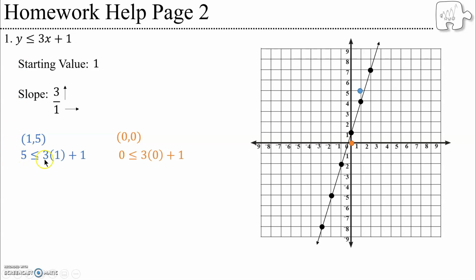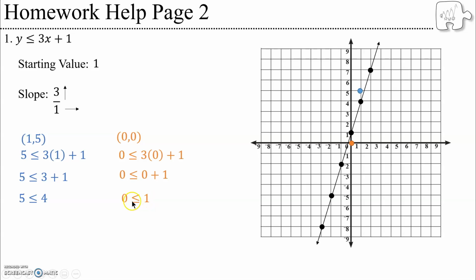Right? Is 5 less than or equal to 3 times 1 plus 1? Or is 0 less than or equal to 3 times 0 plus 1? 3 times 1 is 3. 3 times 0 is 0. So is 5 less than or equal to 3 plus 1, or 0 less than or equal to 0 plus 1? 3 plus 1 is 4, 0 plus 1 is 1.